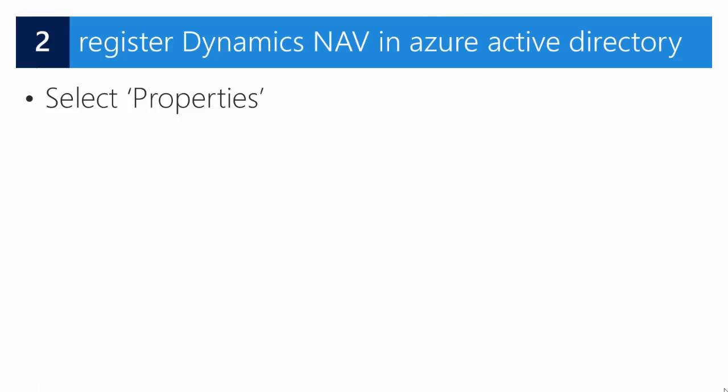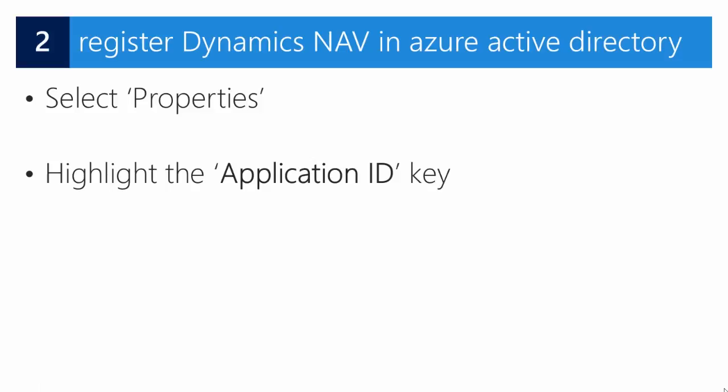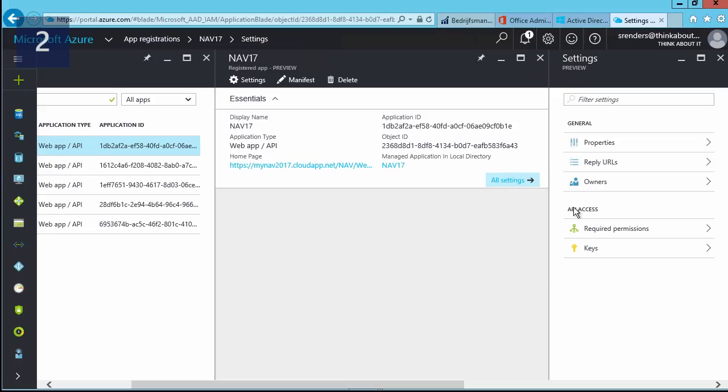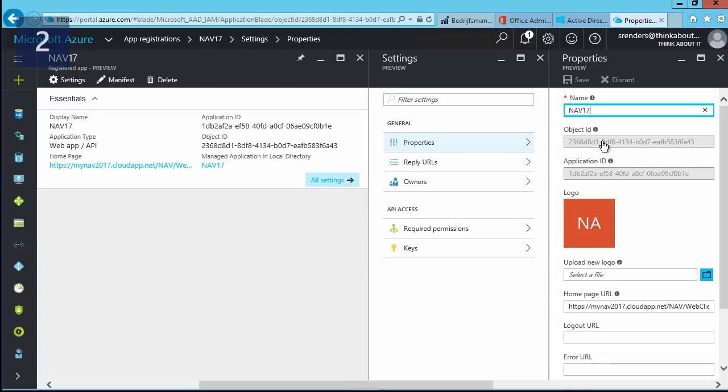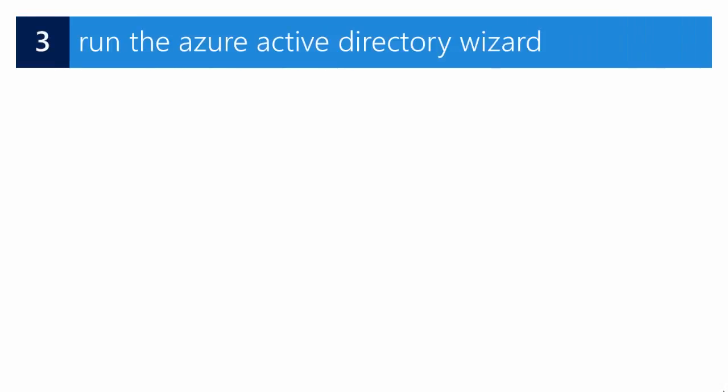Once we have our key, then we go to Properties, and in Properties highlight the application ID and also copy that one. Let me demonstrate. From within the settings, we select Properties. A new blade opens here on the right side, in which we can see the name of the application, the object ID, and the application ID. This application ID we need to copy and also store it, for example, in Notepad, because we need it in a few moments.